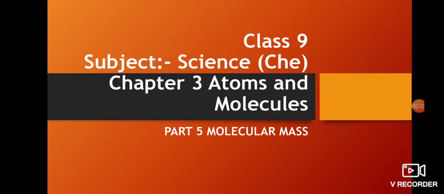So today we are starting with class 9 chemistry chapter 3, that is atoms and molecules part 5. We have already covered till part 4 and till the topic how to make chemical formula. In this video we will learn about molecular mass.